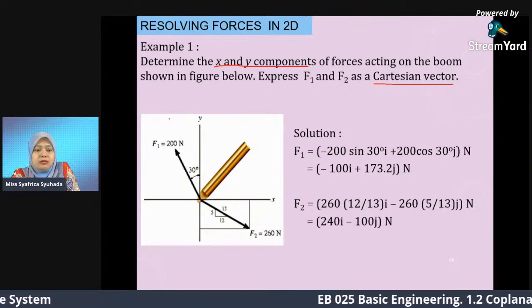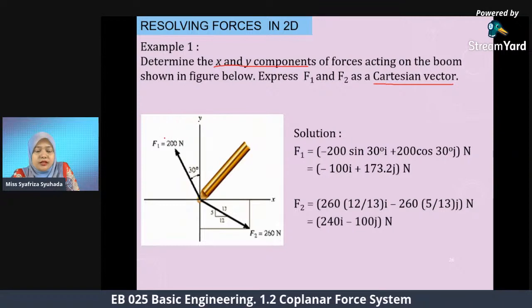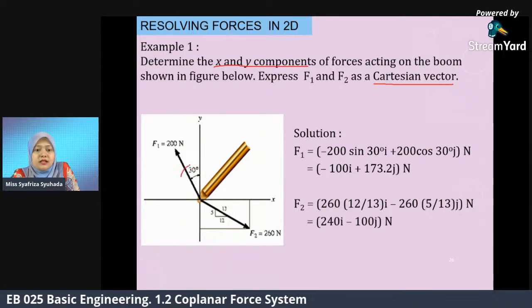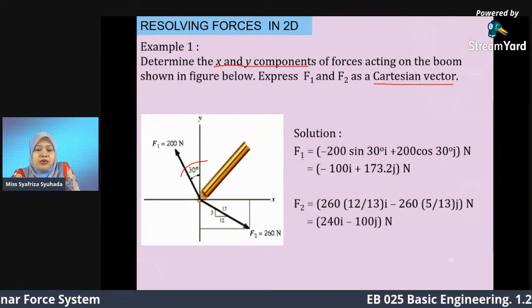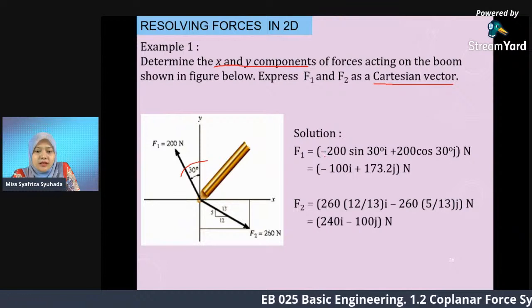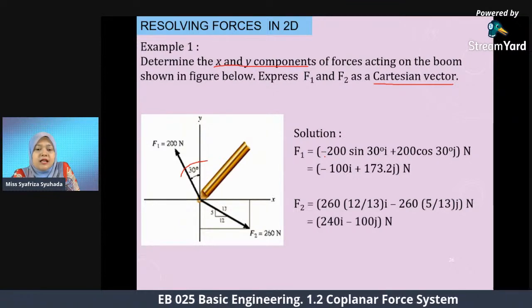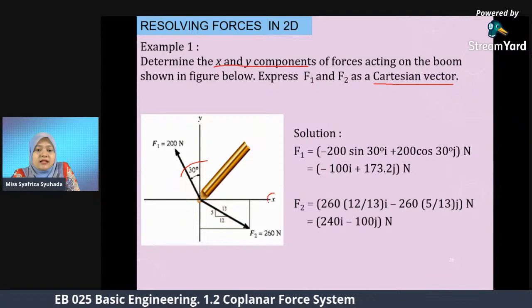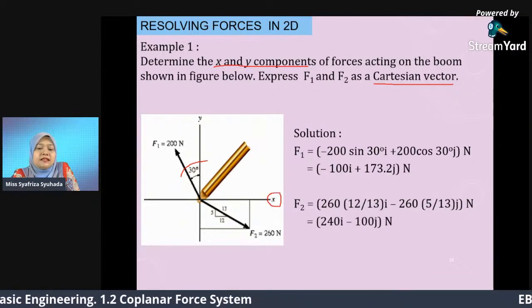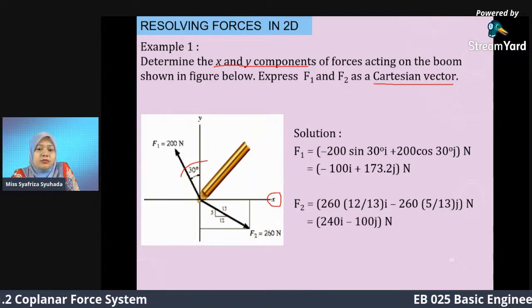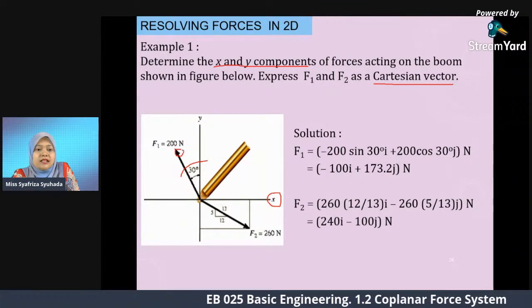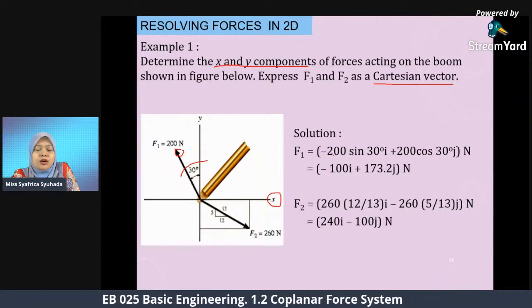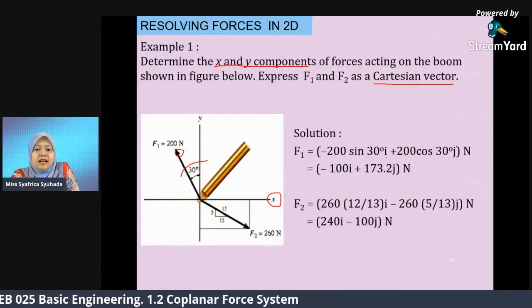Okay. Kita tengok number 1, F1. F1 mempunyai magnitude bernilai 200 Newton dan dia menyentuh paksi Y sebanyak 30 degrees. Okay. So F1 equal to negative. Why negative? Okay. Because axis X arah ke kanan. Okay. Arah right is positive. Tetapi untuk F1 arah dia menuju ke arah kiri. Okay, so negative 200 sin 30 i.